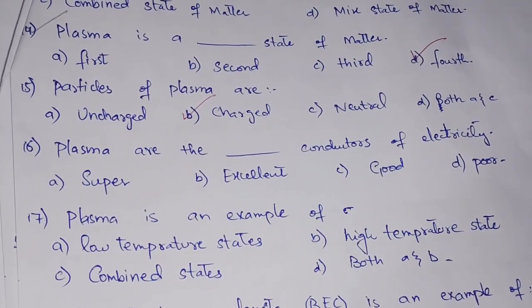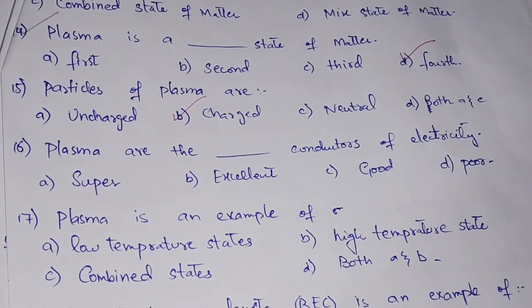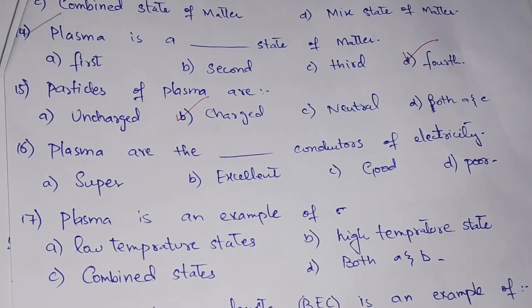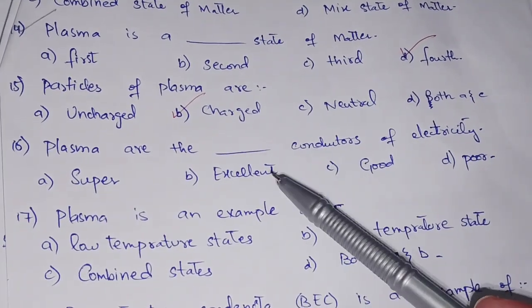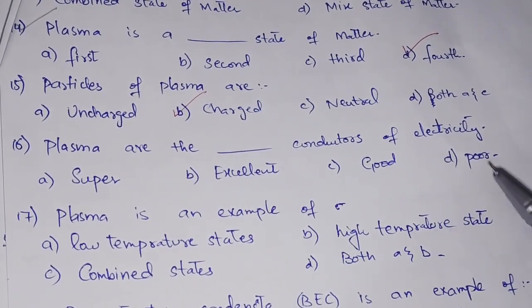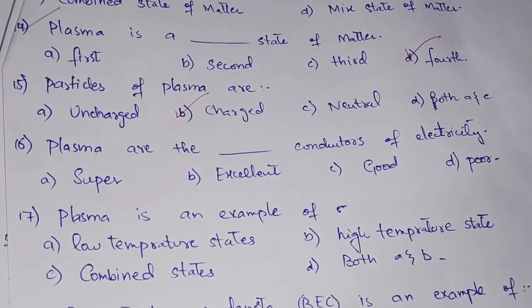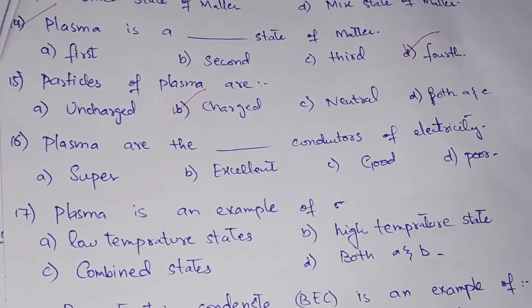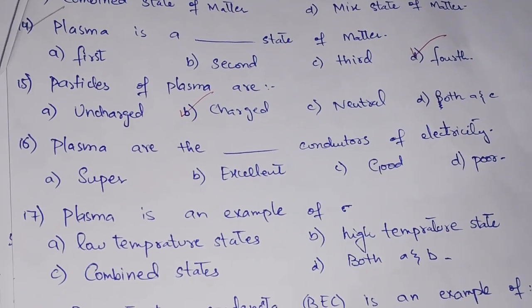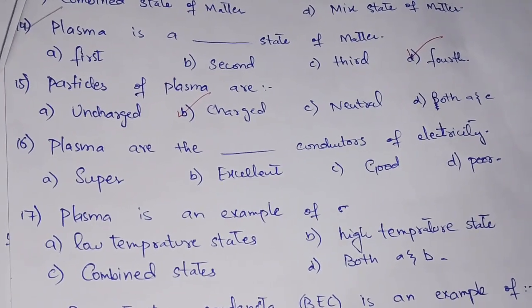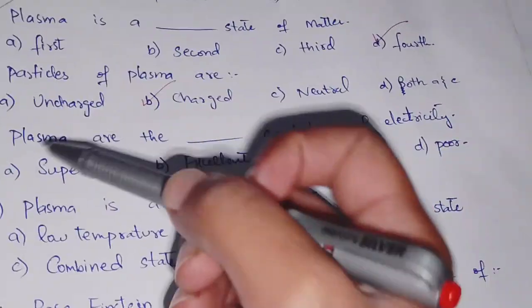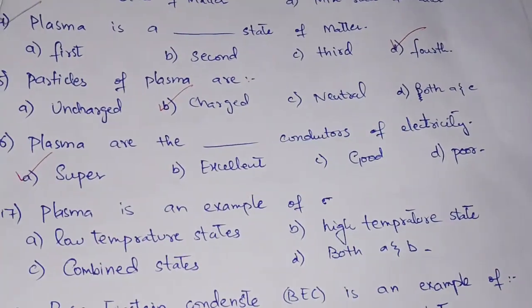MCQ number 16: plasma are the dash conductors of electricity. Option A is the super, option B is the excellent, option C is the good, and option D is the poor. So plasma is a kind of state that can conduct electricity very efficiently, so we will say that it is the superconductor of electricity. So option number A is the correct option.